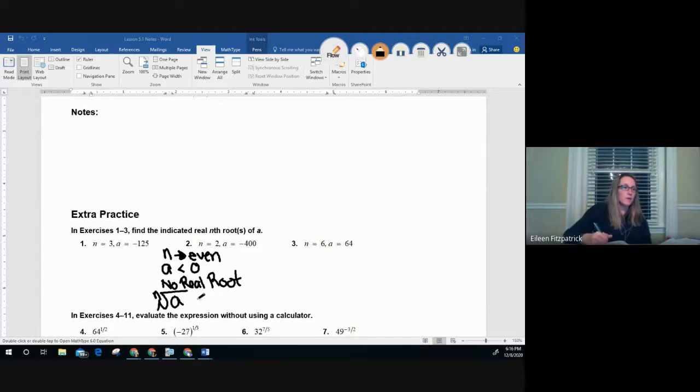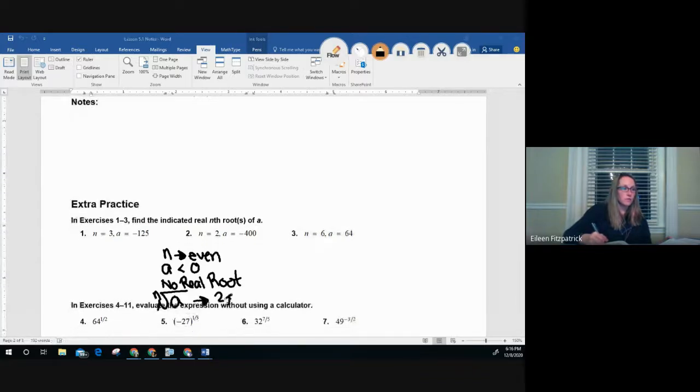If I write it as the nth root of a, that's going to be the square root of negative 400. Well, we know that you can't have a negative under the radical and get a real root. You can have an imaginary one, but there would be no real root. And here it's asking for the real roots. Okay, so no real root is the answer there.